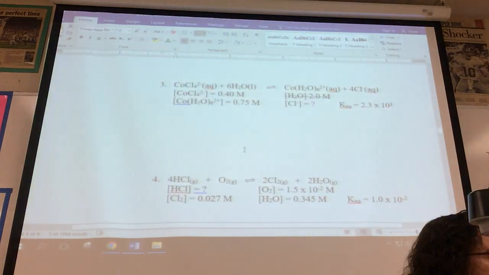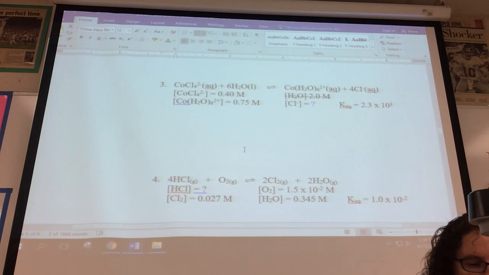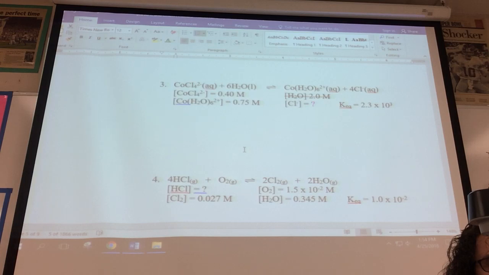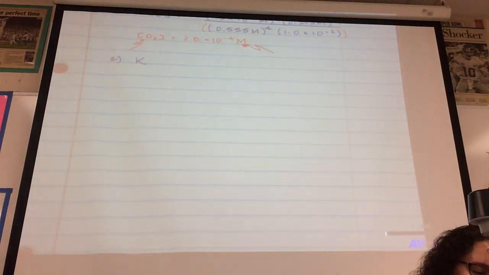Number 3 is a little tricky on multiple levels. In number 3, look at your equation. Which substance will not be included in the equilibrium constant expression? H2O, because it is a liquid. So what you want to do is write the KEQ expression. So the first thing you're going to do in number 3 is write the KEQ expression.